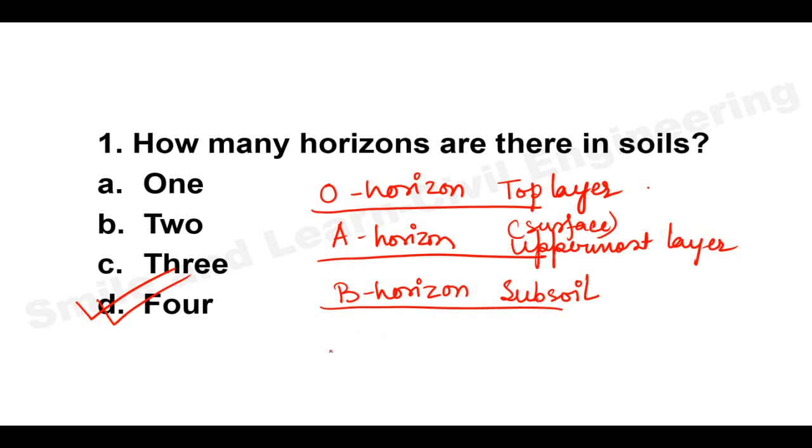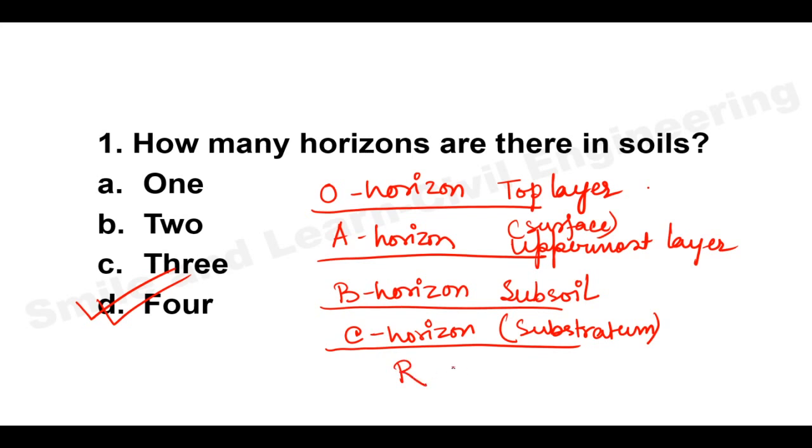And the last but one layer is the C horizon, or the substratum. The last layer may or may not be present. C may be the last layer. This fourth layer may be the last one, but sometimes there is an R layer which consists of bedrock. So these are the divisions or the horizons of soil.